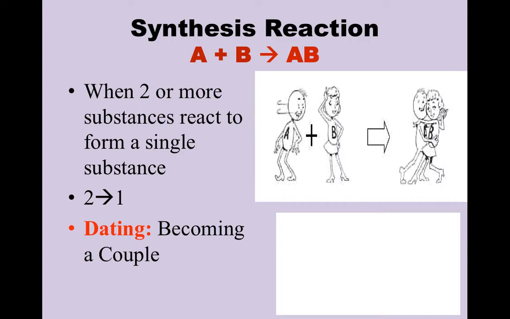Alright, so let's look at this first one called synthesis. Synthesis is where I take element A and element B and I combine them to form one thing. That's sort of like me and Mr. Bill back in the day, dating. We dated, okay, and then we got married. So now we are a married couple, okay? So that's 2 things, arrow, and the reaction ends up with one product, okay? So emphasis is 2 people becoming a couple.